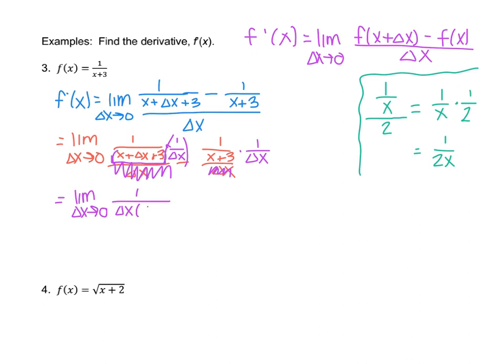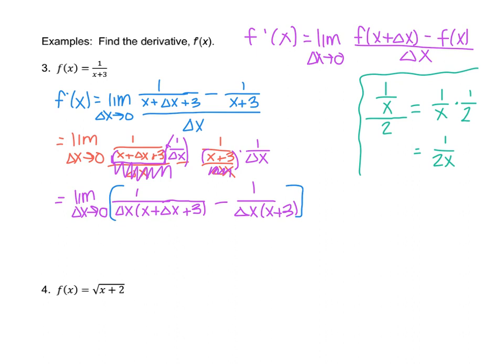So parentheses around that, x plus delta x plus 3, and then minus 1 over delta x times x plus 3. So that's coming from right here. All right, so now I've got this whole thing. There's a lot going on here, and we still can't evaluate this by plugging in 0 for delta x, because we would end up with 1 over 0 both times. So we're going to continue manipulating this until we are able to use direct substitution.